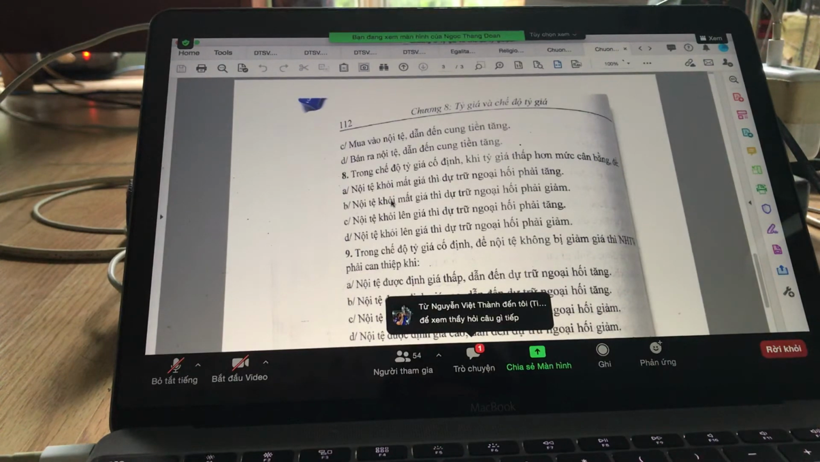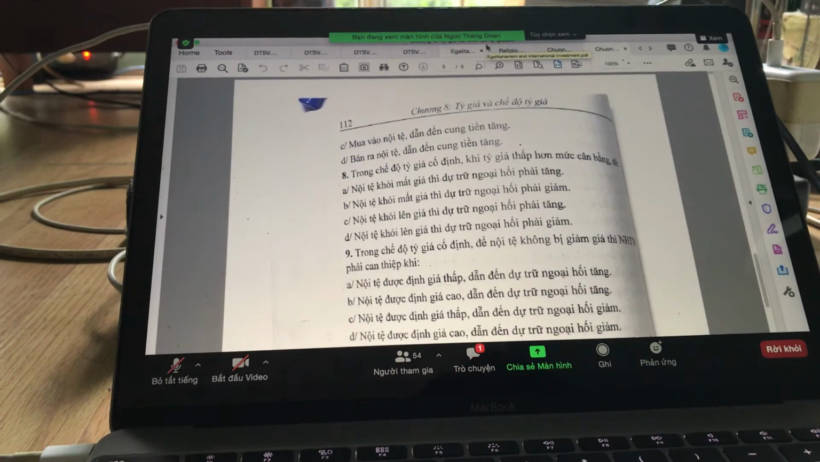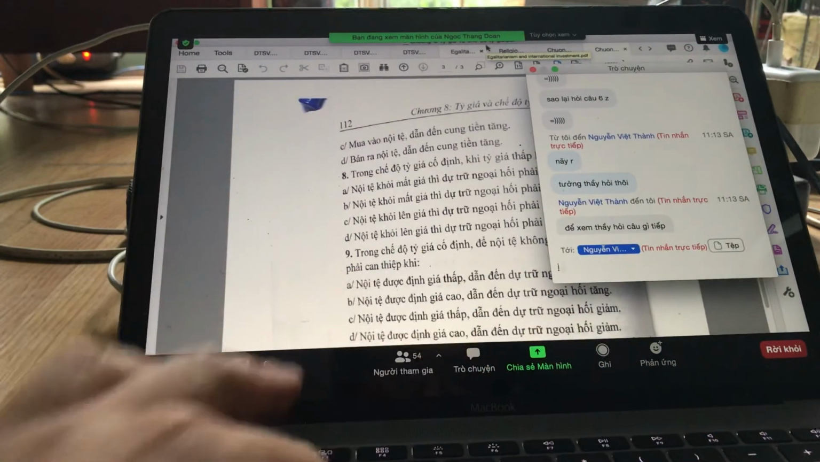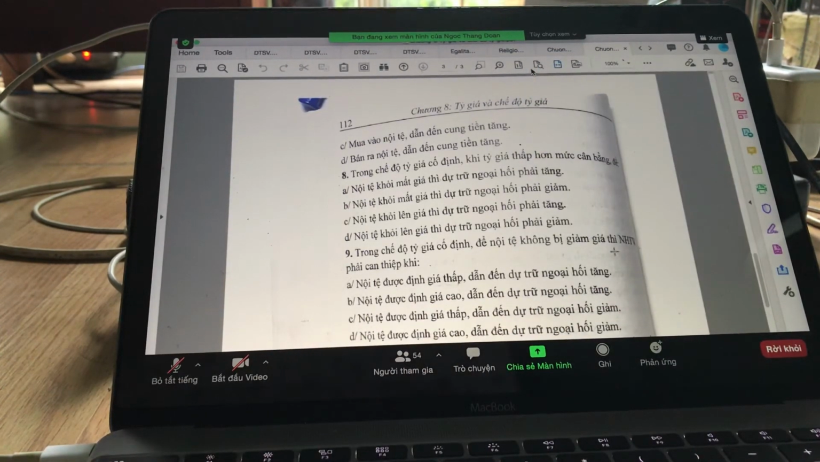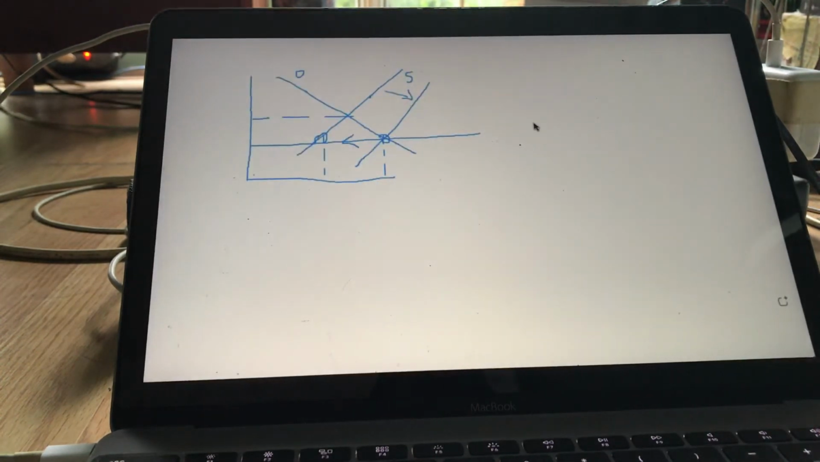It's difficult to interpret. I want to change my answer. So what is your answer now? It will be the second one. Why did you change? Because I misunderstood about nội tệ mất giá. Yes, so my answer will be... Okay, let's see.